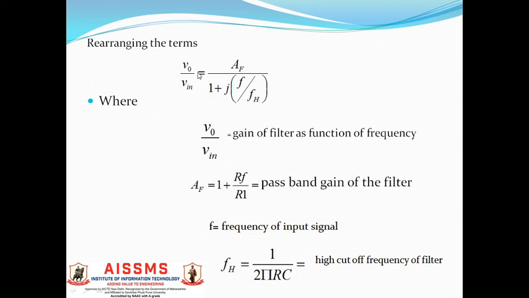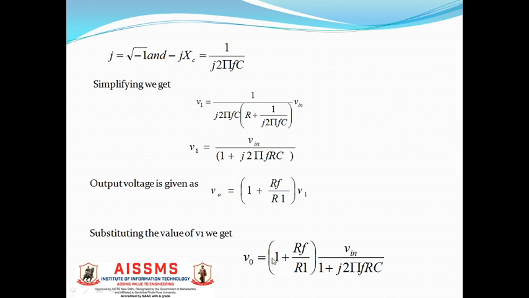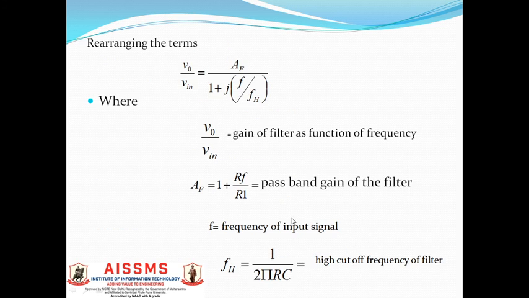If I rearrange, I will get V0 upon Vin is equal to AF upon 1 plus j into bracket f upon fH, where V0 upon Vin is the gain of the filter as a function of frequency. What is AF? AF is 1 plus RF upon R1, which is the pass band gain of the filter, right?